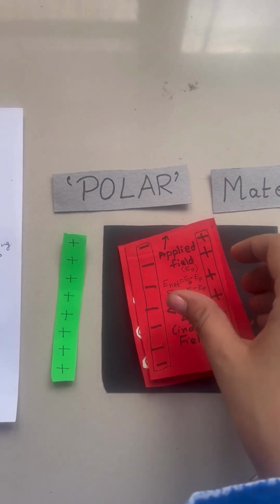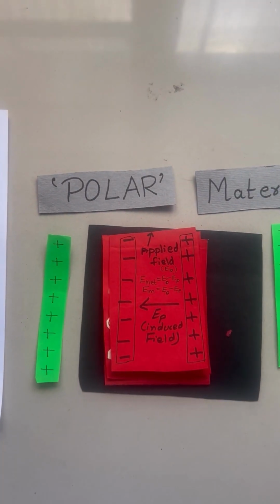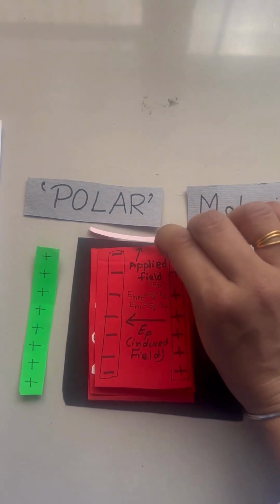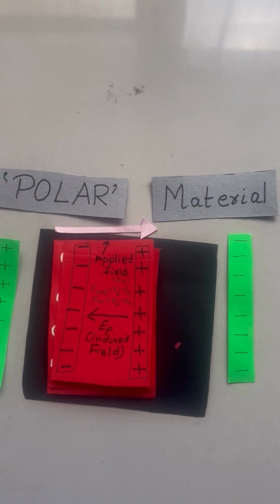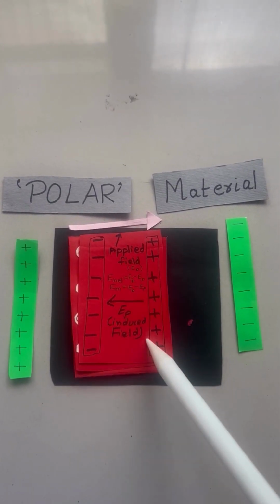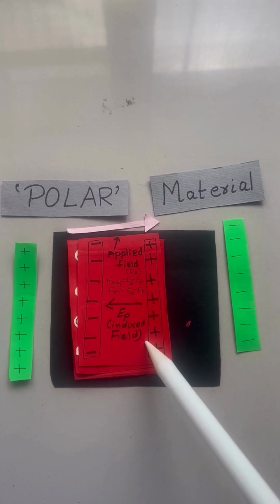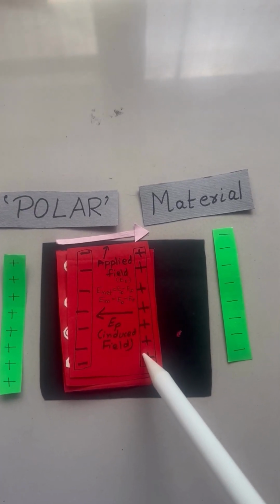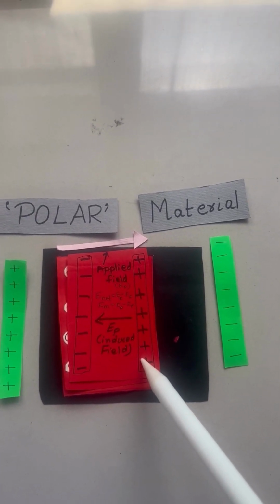Here again, an internal field will be set up, the induced field, and the applied field is in the direction of this pink arrow. But here, the net electric field in the medium will not be zero because E naught is greater than EP.